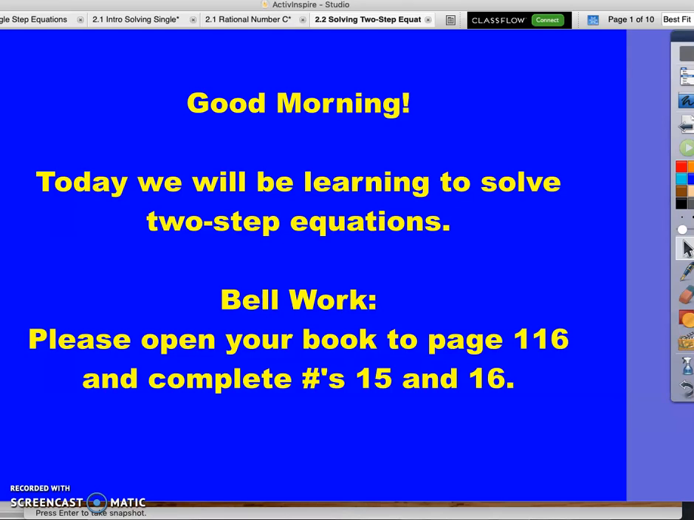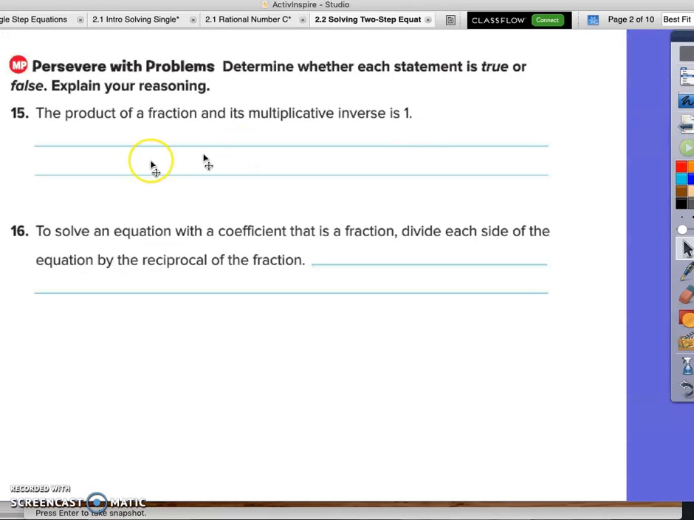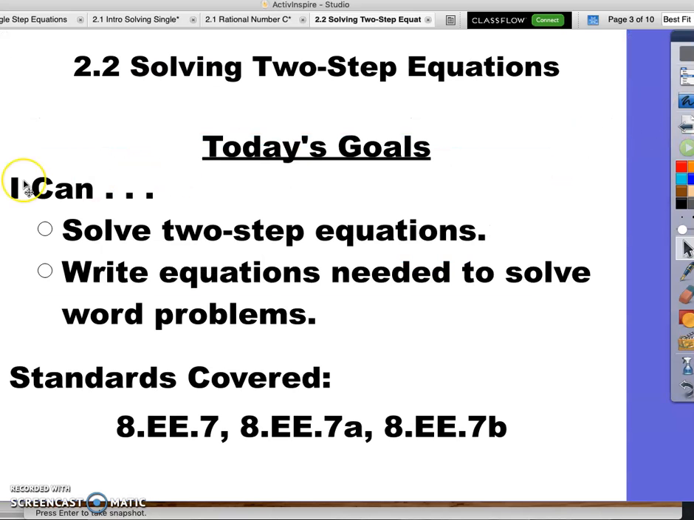Good morning, good afternoon. We are going into 2.2 today. Oh, wrong one. 2.2, solving two-step equations. Our I can statement is I can solve two-step equations, and then I can write equations needed to solve.